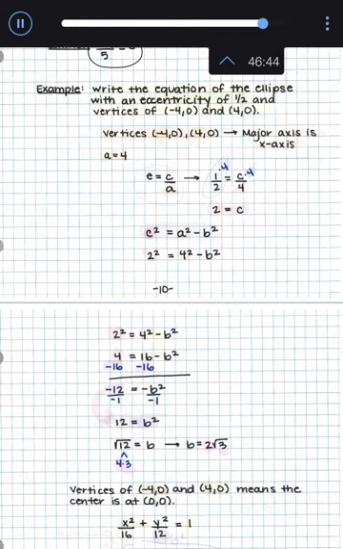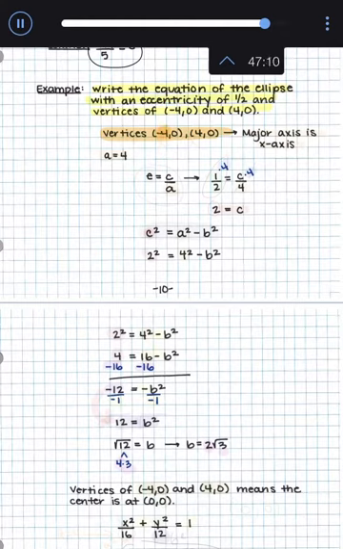Here's another example. Write the equation of the ellipse with an eccentricity of 1/2 and vertices of (-4, 0) and (4, 0). Again, this second piece of information of where the vertices are is actually very important. Remember, the vertices are on the major axis.